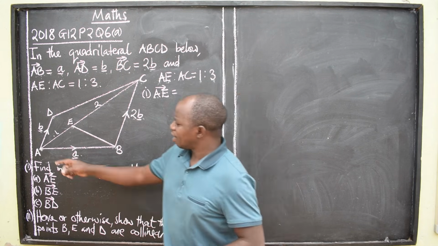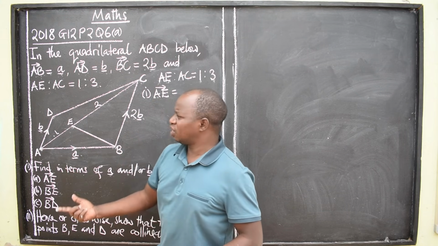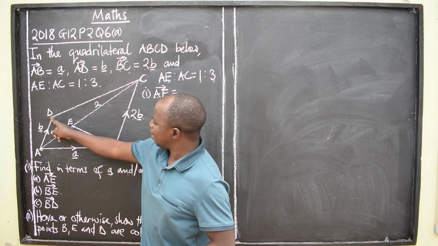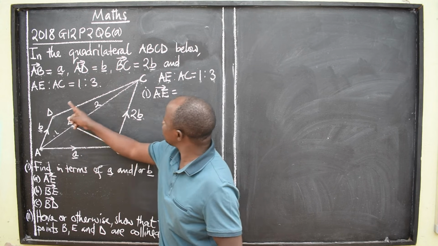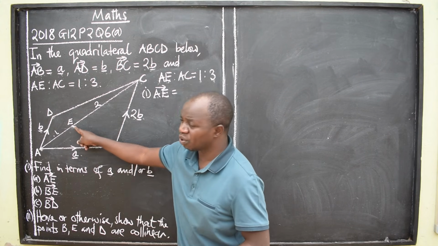For example, I cannot use this route. A to D, D to C, C to E. Why?